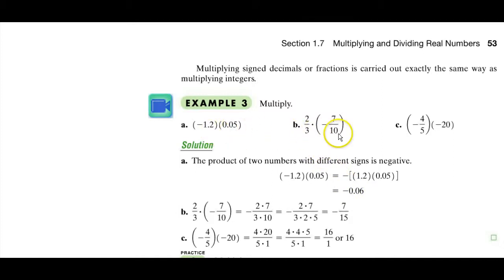This is going to be negative also. And you can cross cancel if you would. 2 goes into there once, 2 goes into there 5 times. So it's a negative 7/15 right there. And here negative times negative makes it a positive. 5 goes into there once, 5 goes into there 4 times, a positive 16.